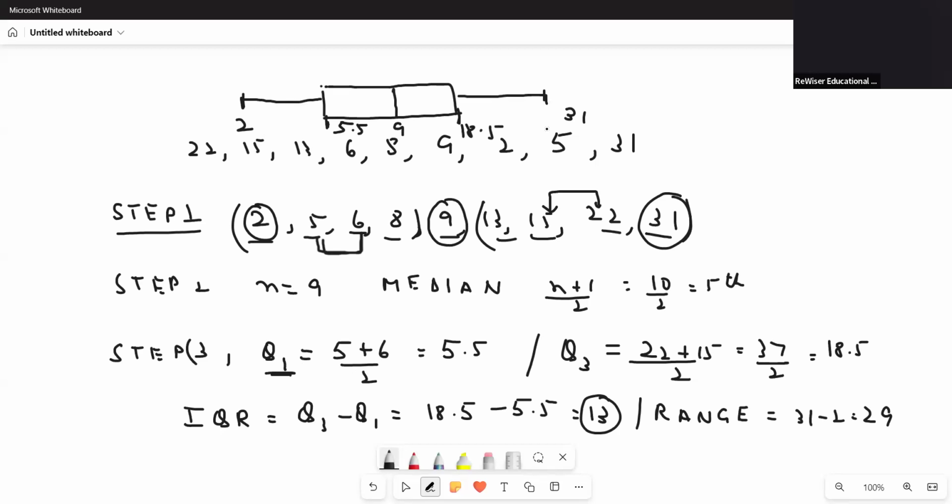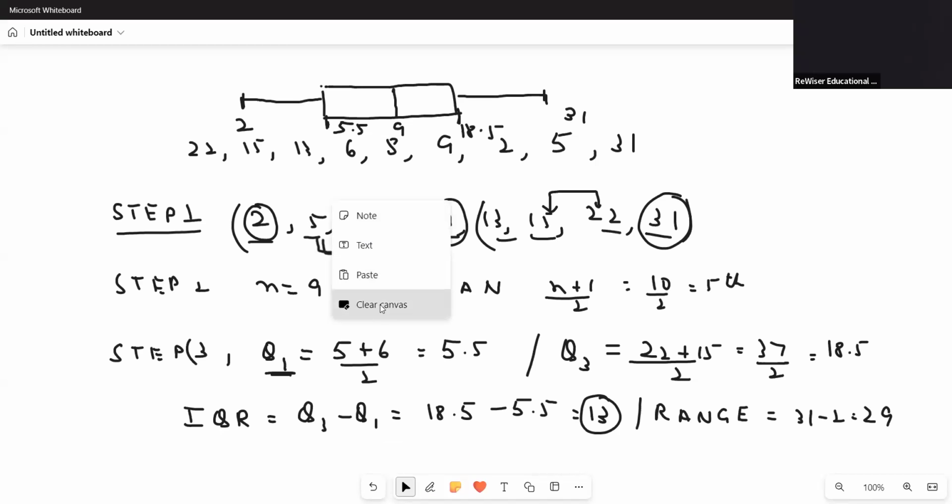Now, most of you would have been thinking that since it was an odd number of distribution, we were able to get Q1 and Q3 by the grouping method. What happens if it's an even number of distribution? So we'll discuss that also. I'll give you a minute to note this down. So yes, all of you would have written this down.